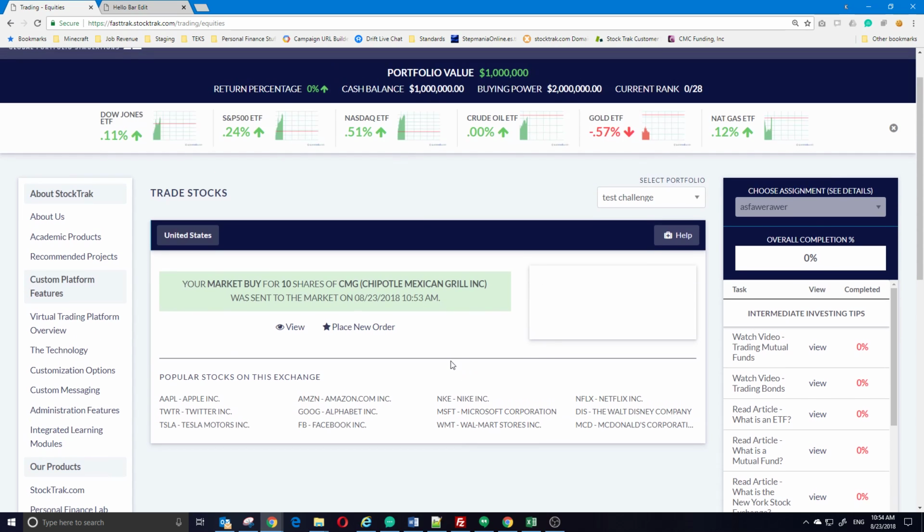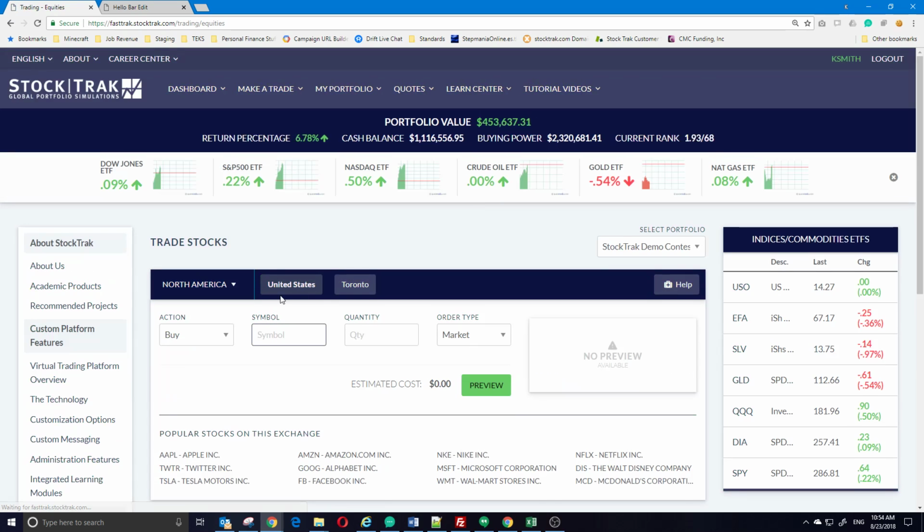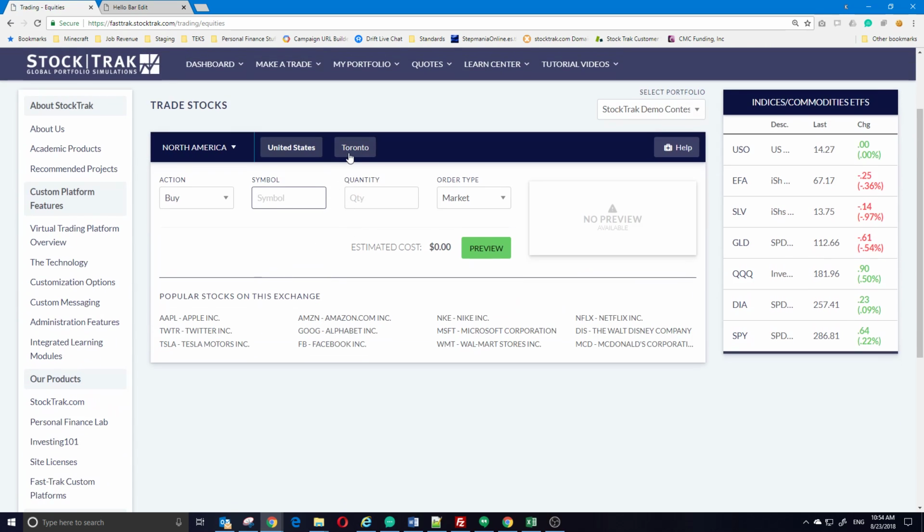If you aren't sure what exactly you want to trade, we also have some help available for you to get started. At the bottom of the trading page here is the 12 most commonly traded stocks on this exchange. So for example, if your challenge allows you to place orders on different international exchanges, this list of stocks is going to be different for each country you have available.